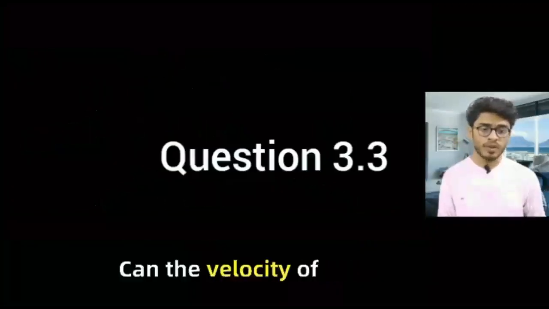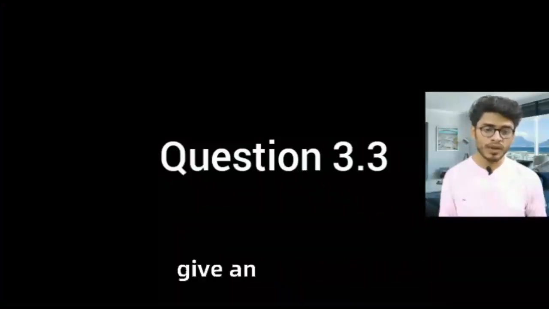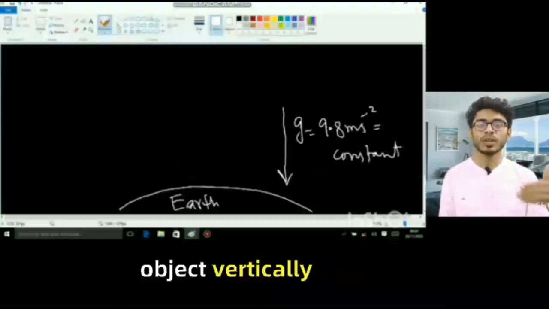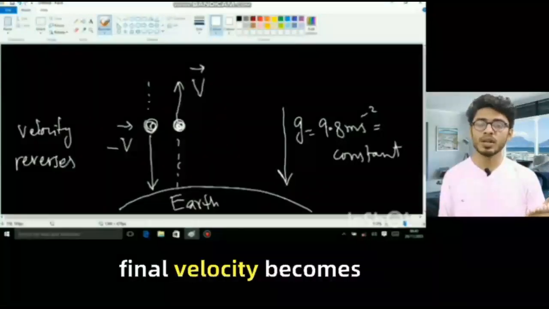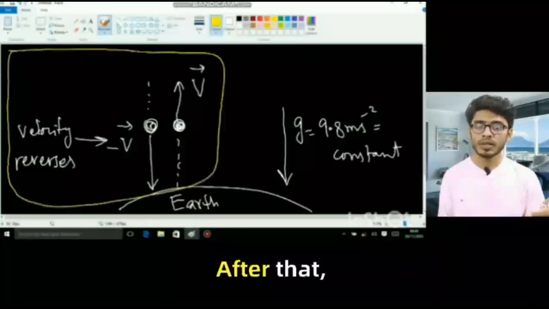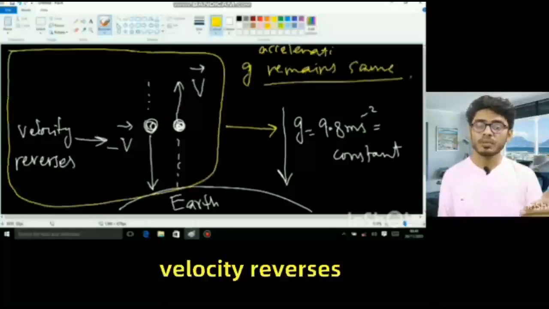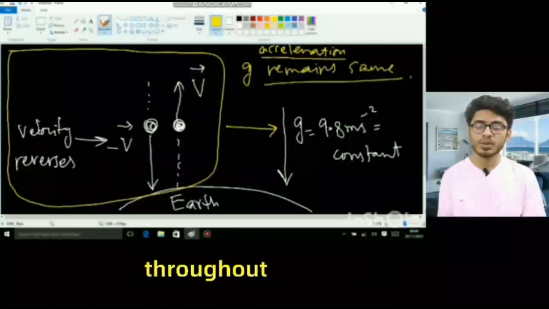Can the velocity of an object reverse the direction when the acceleration is constant? If so, give an example. Yes, it is possible. When we throw an object vertically upward, at maximum height its final velocity becomes zero. After that, when it comes downward, velocity reverses, but the acceleration, that is gravitational acceleration, remains constant throughout the motion, which is 9.8 meter per second square.